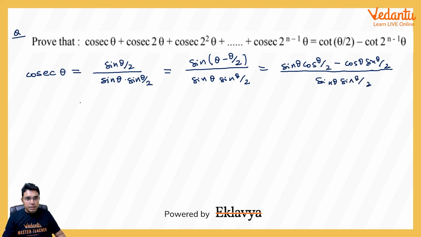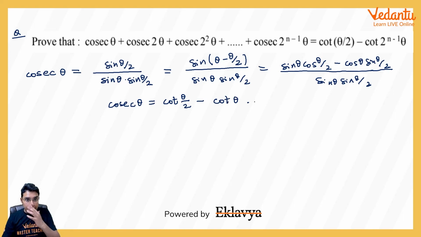So here this cosecant theta, let me write it here, will be, if you write these two terms after splitting, one of them sine theta will get cancelled and we will be left with cot of theta by 2, and in the other one sine theta by 2 will be cancelled and we will be left with only cot theta.